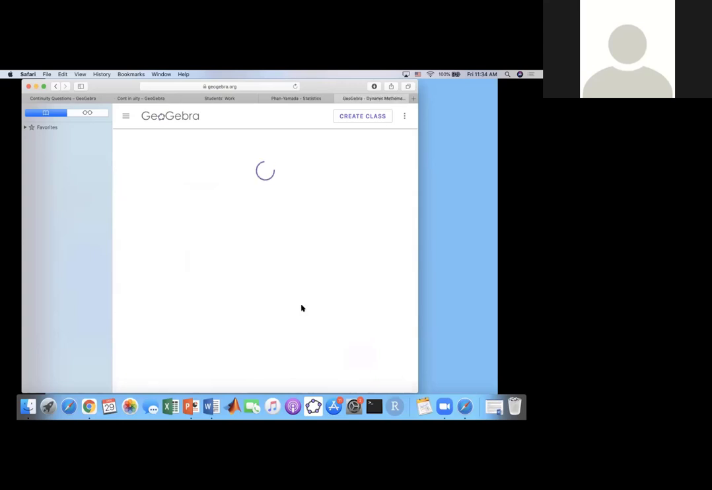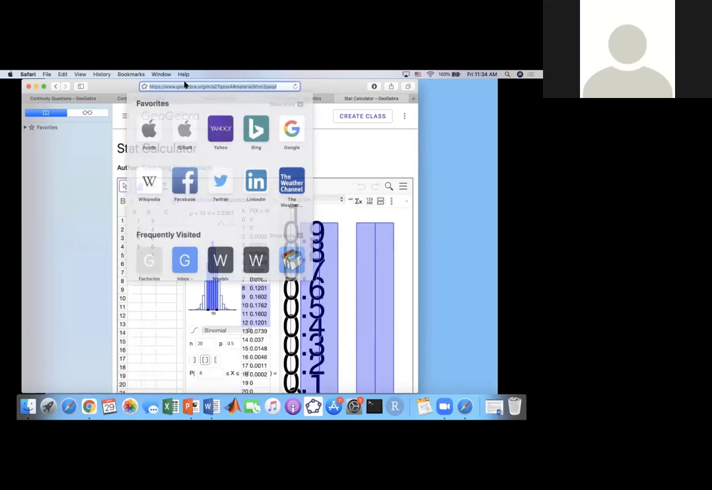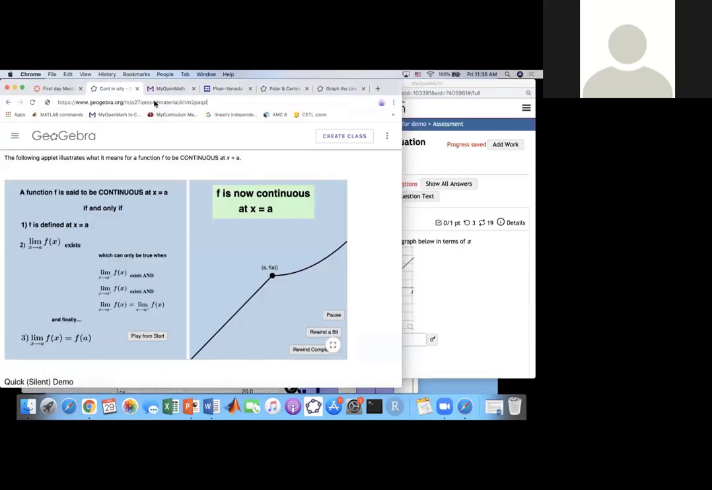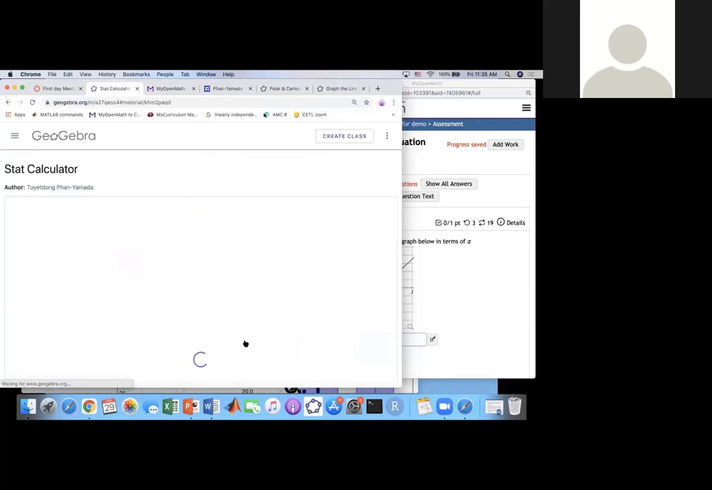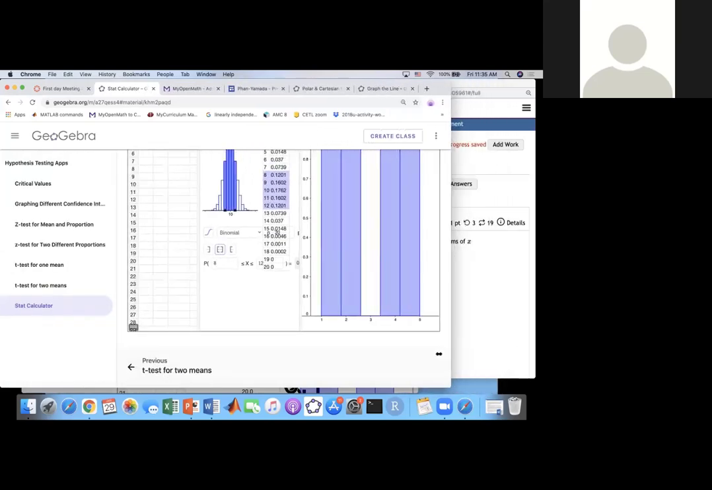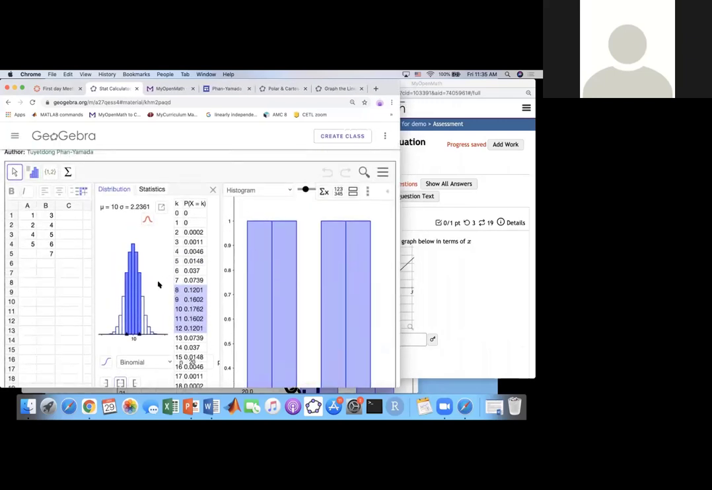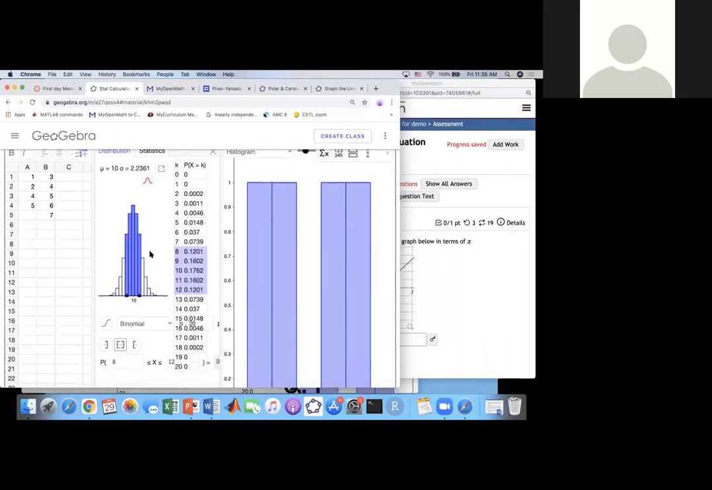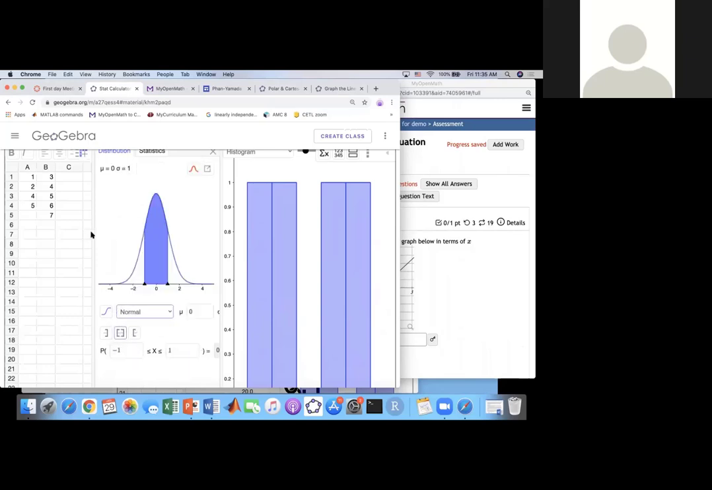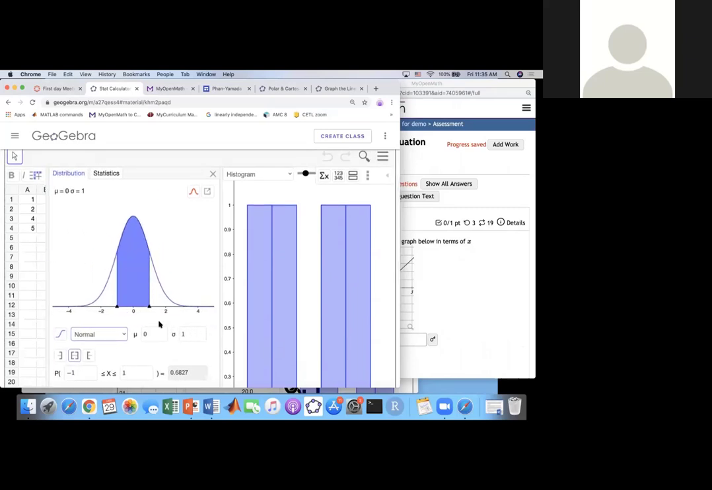So this is the one that I use all the time. So I make this one like this. Let me go to Chrome. Okay, so on this one right here, you have everything in here. You have this one for binomial, but you can have normal distribution in here too, right? So here you can give them, like, you don't need this. Right here, you can give the student this one.